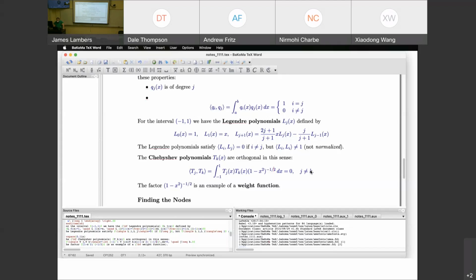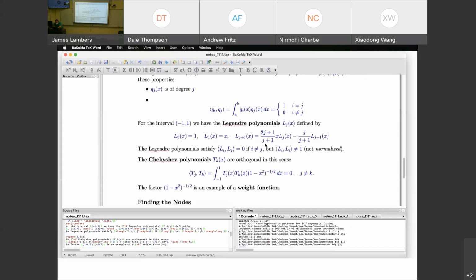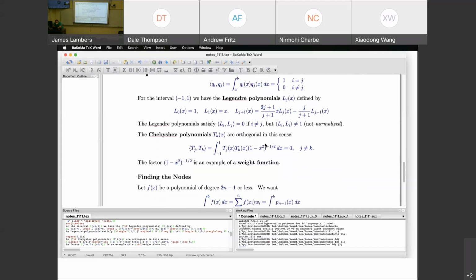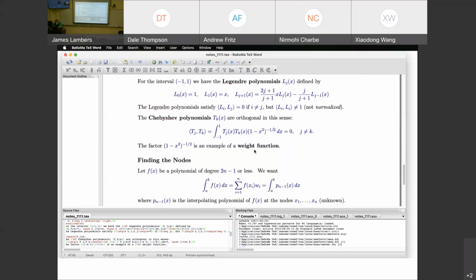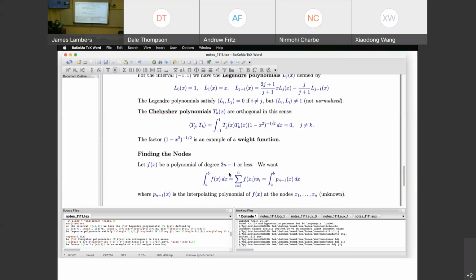Okay. So what do we do with these orthogonal polynomials once we have them? We can use them to find the nodes for a quadrature rule of maximum degree. So what I'm going to do here is assume that f of x is a polynomial of degree at most 2n minus 1. So it has a degree that we should be able to handle by integrating exactly with our quadrature rule. So that's what we want.